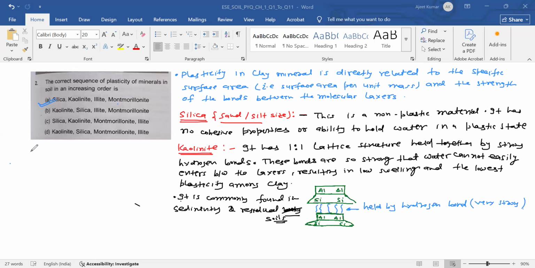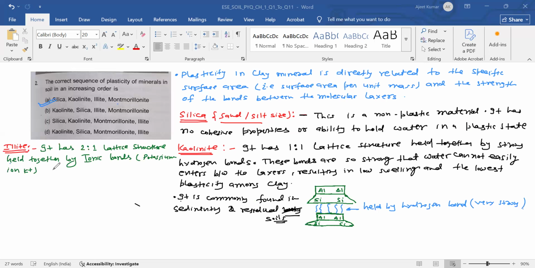Now let's see illite. It has a 2:1 lattice structure, held together by ionic bonds. That is the potassium ion, K plus.